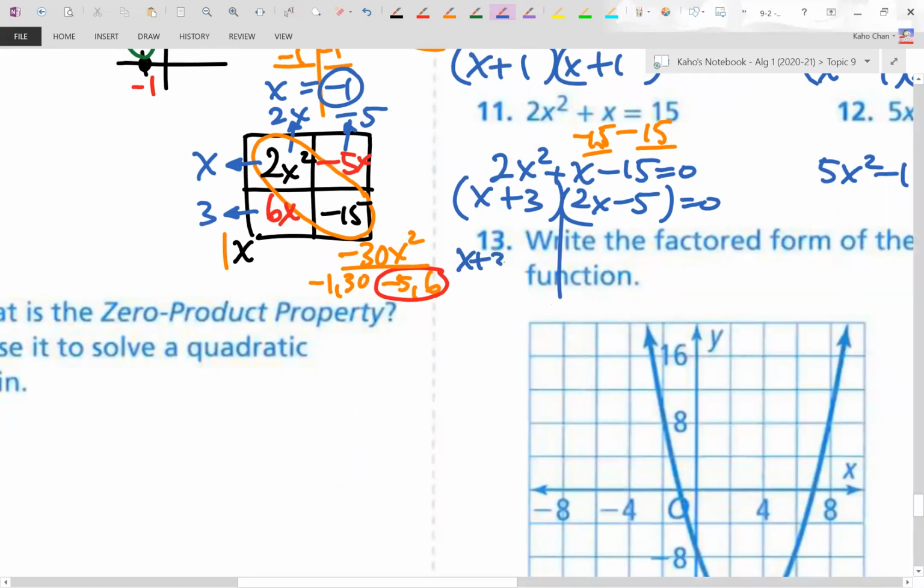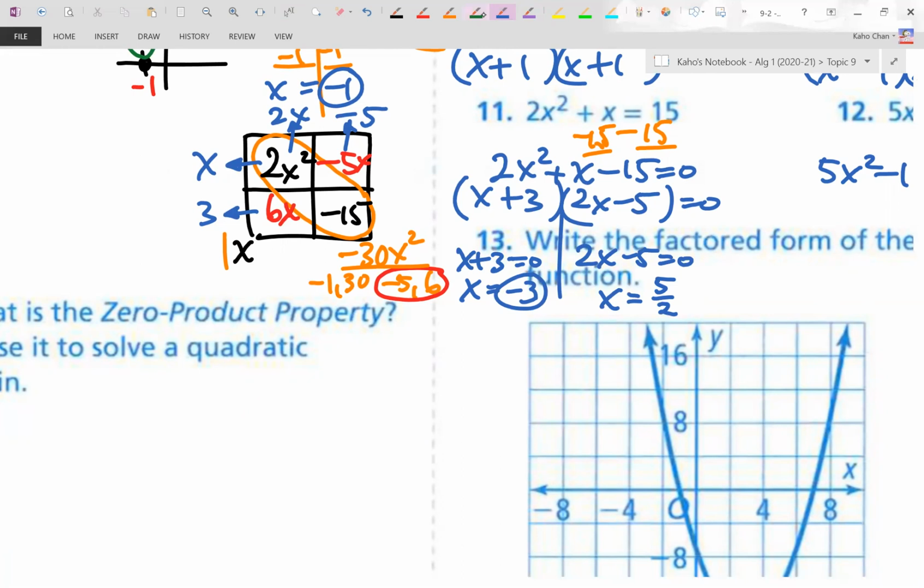So we get x plus 3 equals 0. x equals -3 is one of my solutions. And the other one is 2x minus 5 equals 0. x equals, you know what? You want to try mental math here? Add 5, divide by 2. Isn't that cool, to be able to try that in your head? Those are your two answers.